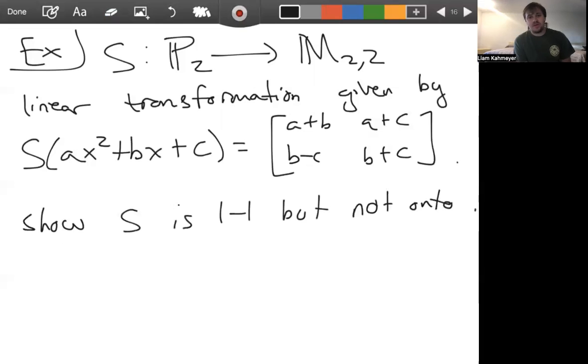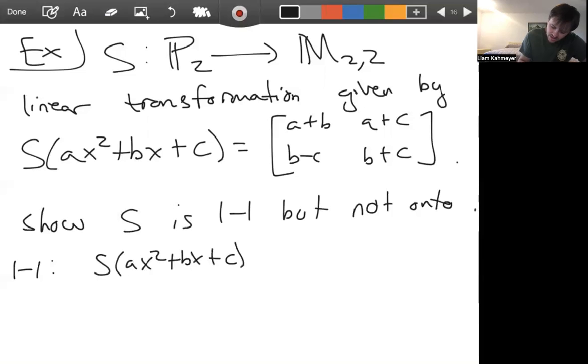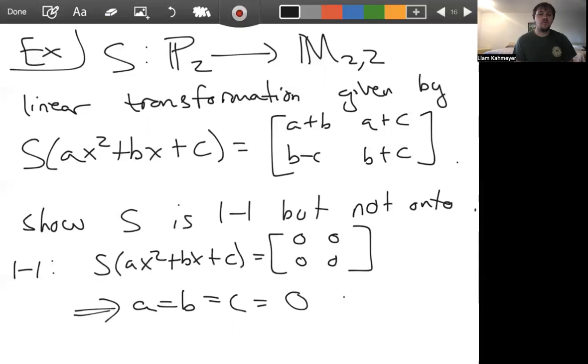So how do we show that something is 1-to-1? Well, we have to show that if under the image you end up with the 0 element, then... i.e., for 1-to-1, we need to show that S of ax squared plus bx plus c equals the zero matrix implies that a equals b equals c equals 0. If we can do that, then we've proven that this is 1-to-1, because for 1-to-1 maps, the only thing that gets mapped to the additive identity of the codomain is the additive identity of the domain.